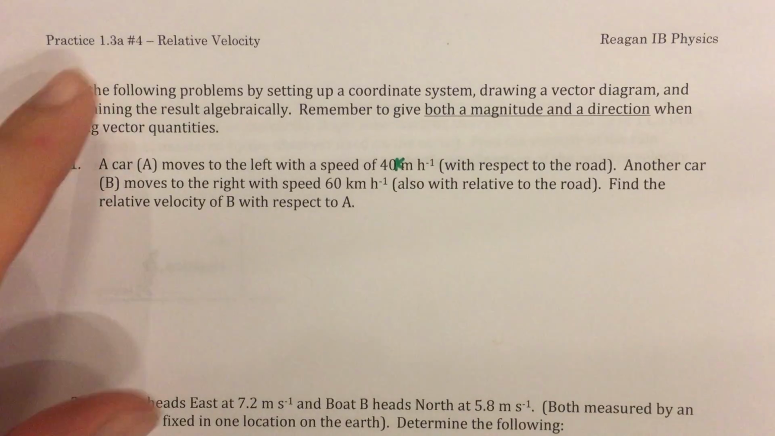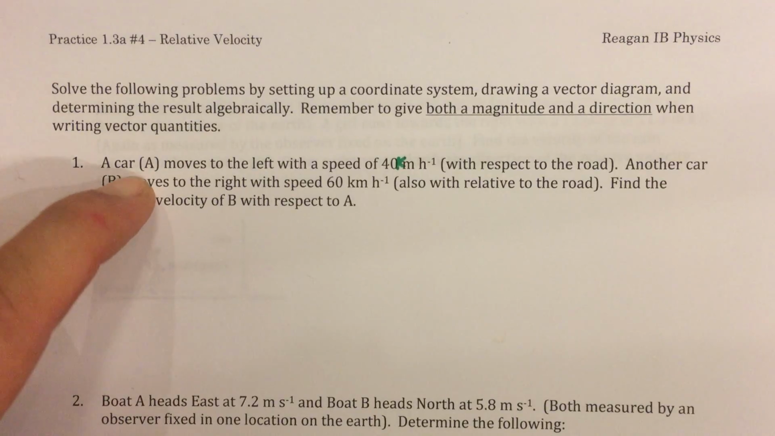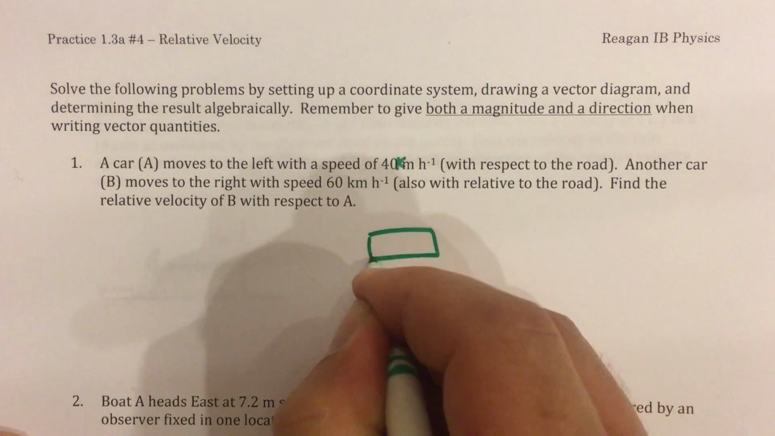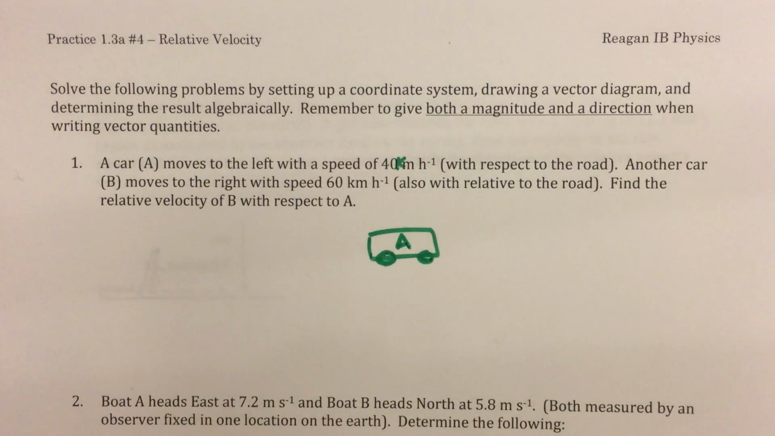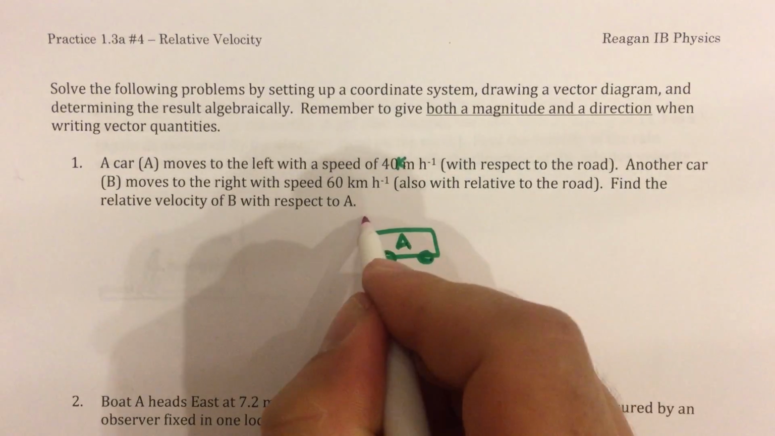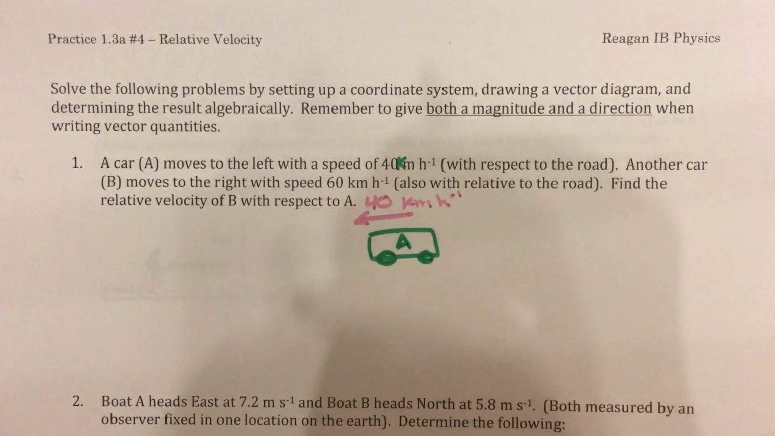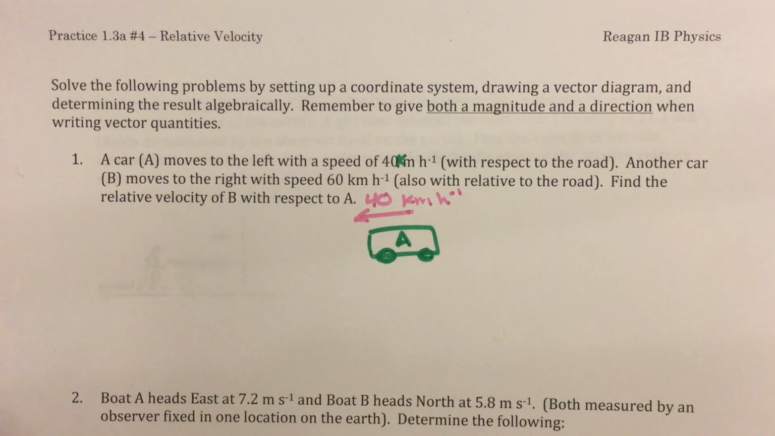All right, I'm going to roll through practice 1.3a number 4. Problem number 1. A car that we're labeling A moves to the left with a speed of 40 kilometers per hour. So we have a car. I'm going to draw a good picture of a car here with A. It moves to the left with a speed of 40 kilometers per hour. It says another car, B, moves to the right with a speed of 60 kilometers per hour.